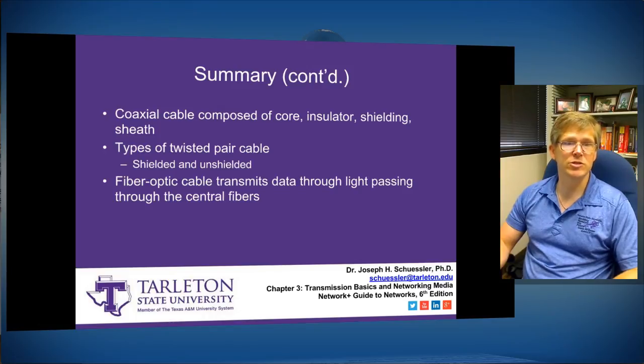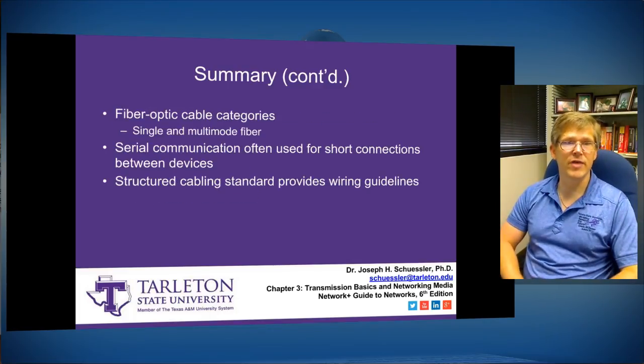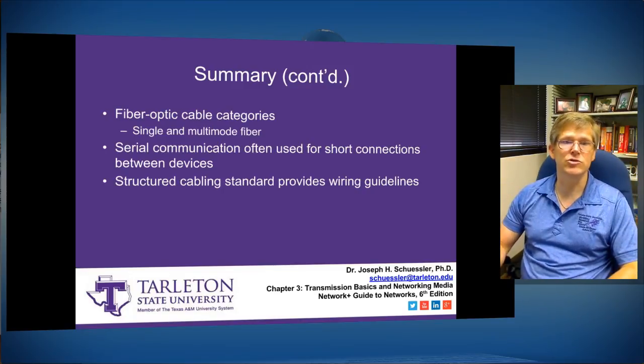We talked about shielded twisted pair and unshielded twisted pair. And we talked about fiber optic cable and some of the advantages and disadvantages of that. We finished up talking about serial communication and structured cabling. So that is chapter 3 in a nutshell. Hopefully you have a better understanding of some of the transmission basics and networking media.